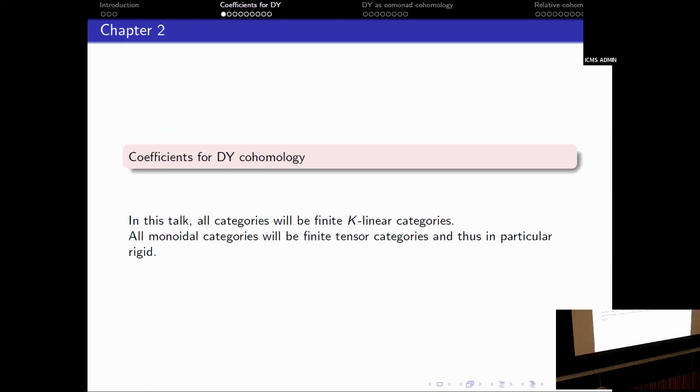Now, what is the setting of this talk? In this talk, all categories will be finite k-linear categories, and I will, at some point, when I use certain things about the linear product, which the experts will realize, assume that the field is perfect. It could be generalized. So all monoidal categories will be finite tensor categories. All categories will be finite categories in the sense of the book. In particular, monoidal categories will be rigid.